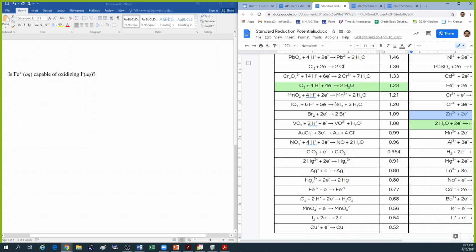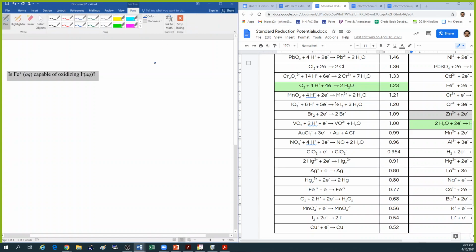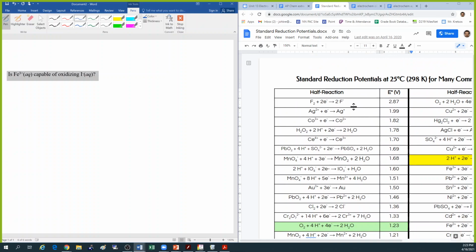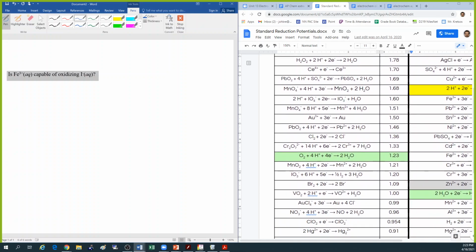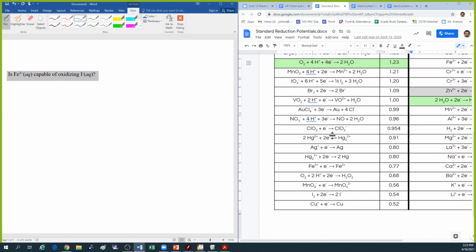Okay, so if we want to talk about these, we have to find them somewhere. And I'm going to look at all the ones that may be relevant because it's just asking, can it? So it kind of depends. So let's look for anything related to iodide. If I start at the beginning, looking for I minus, oh, that's IO3. No, that's not it. That's too complicated.